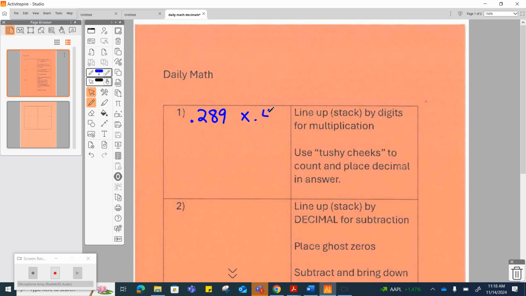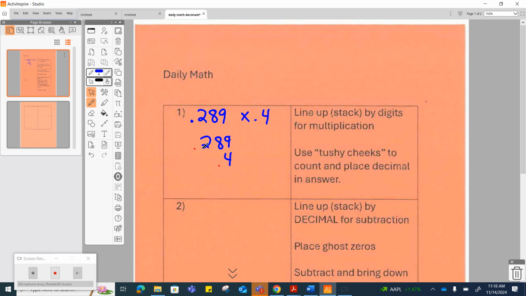So that is the first problem we had today, 0.289 times 0.4, or 289 thousandths times 4 tenths. The first thing says to line up or stack by digits. That means 289, 4. Now I can put my decimals, but notice the decimals are not lined up. Whoops, I don't want to do that. What happened there? The digits are.